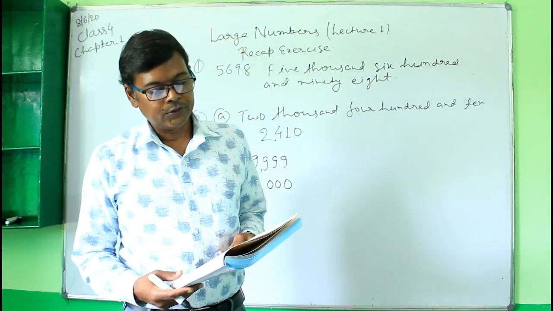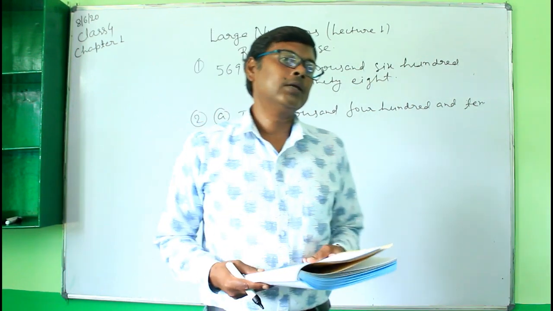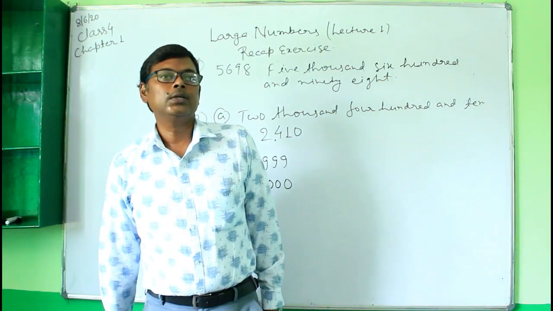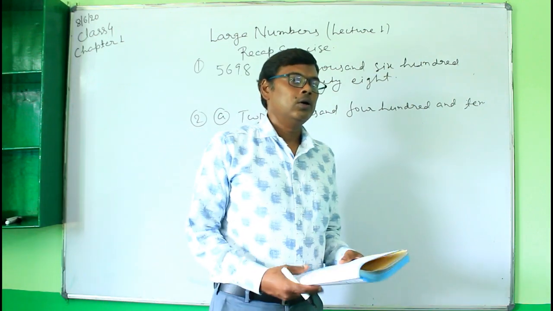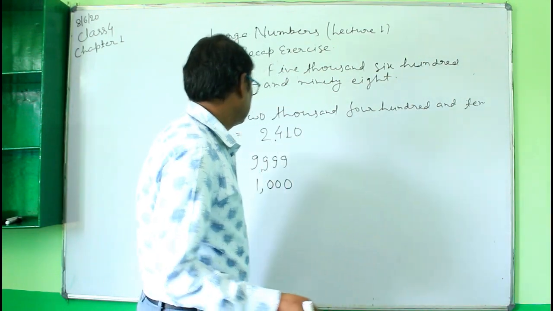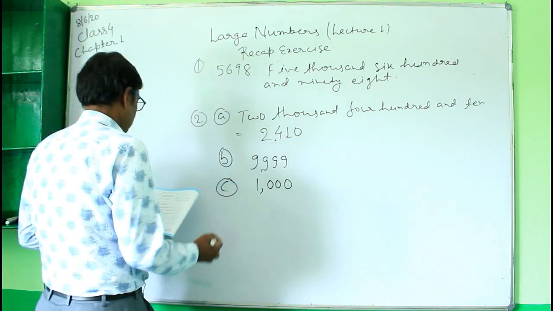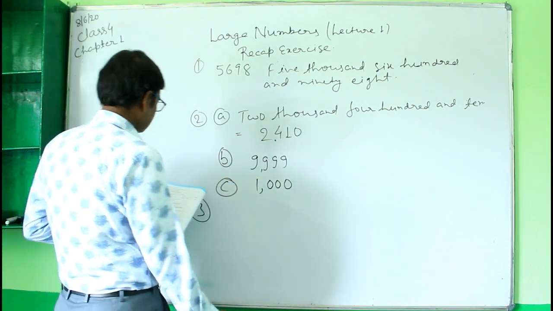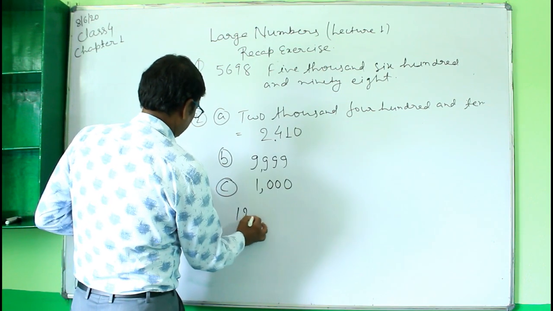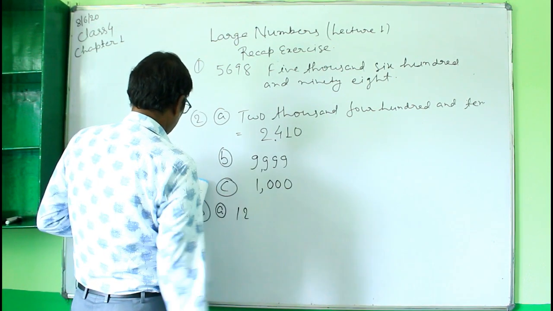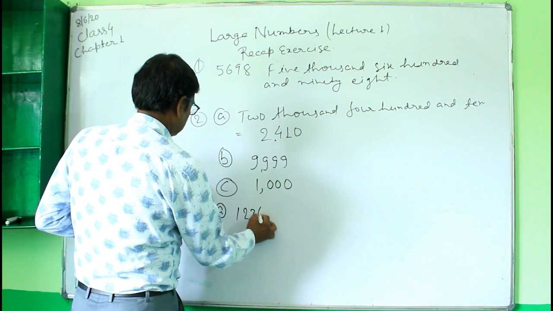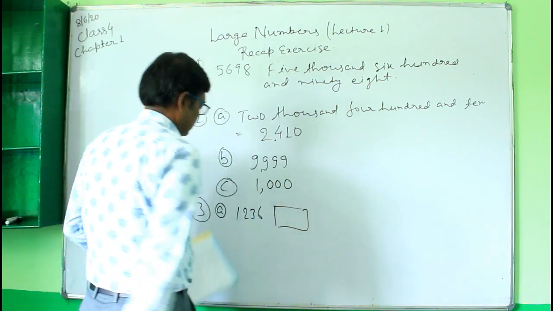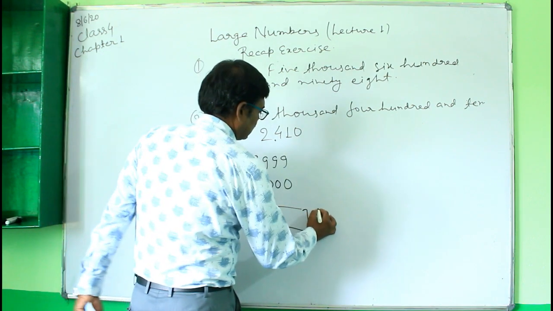So next is number 3. Now you have to compare. Compare the numbers means you have to find out which number is bigger and which number is smaller, and the numbers may be equal also. So first compare this number. Question 3A: 1236, and the other number is 1569.